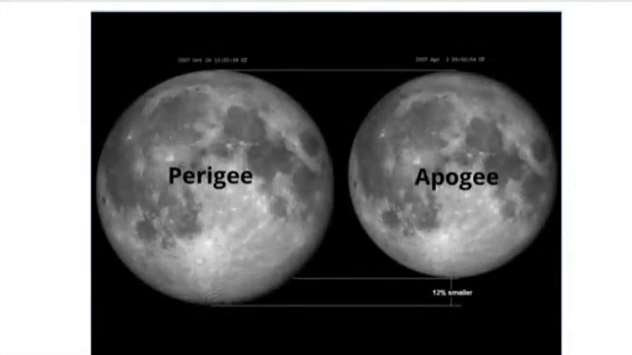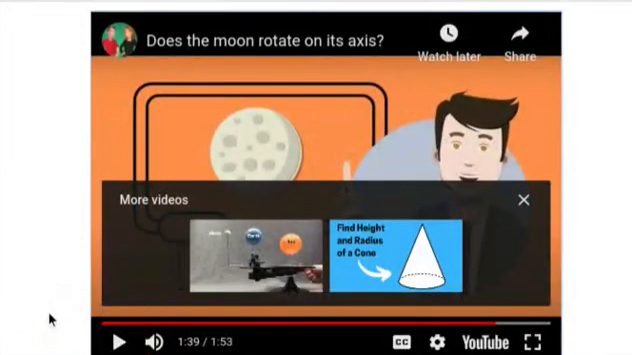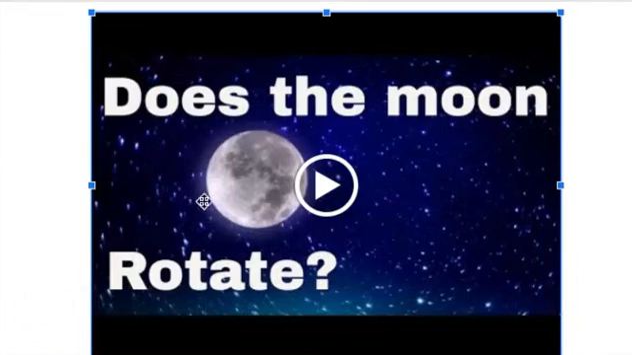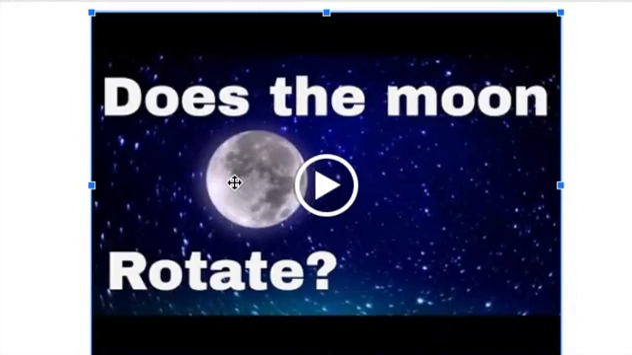So that is why we only see the same side of the moon, because it takes the same amount of time for the moon to make one rotation as it does one revolution. We're only going to see one side of the moon. Like the video said, if the moon were to rotate faster, we would see different sides, but because the moon's rotation is equal to its revolution, we only see the near side of the moon and we never see the far side of the moon.